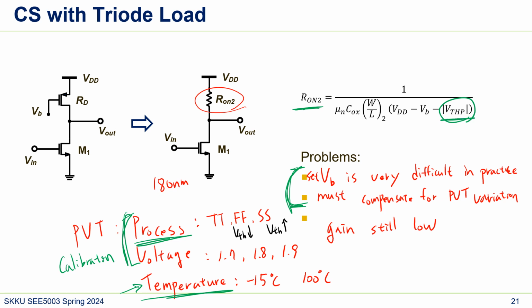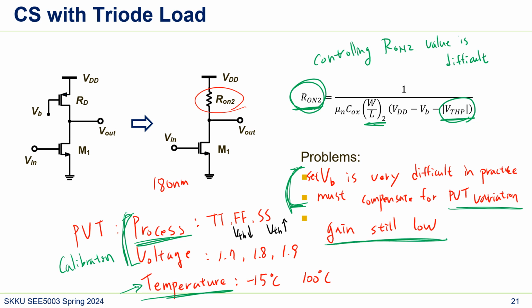So anyway, this VTH, or maybe even the dimension, those things are absolute values, which means it's not a ratio, it's an absolute value. That means it's vulnerable to PVT variation. So long story short, controlling the R_on2 value is difficult. So we're not using it, but for the most part gain is low, so we're not going to use it.